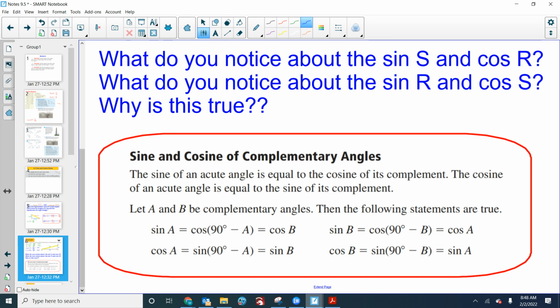Yep, this is one. These are some more blanks for you guys to fill in. This is kind of the explanation why it works out that way.